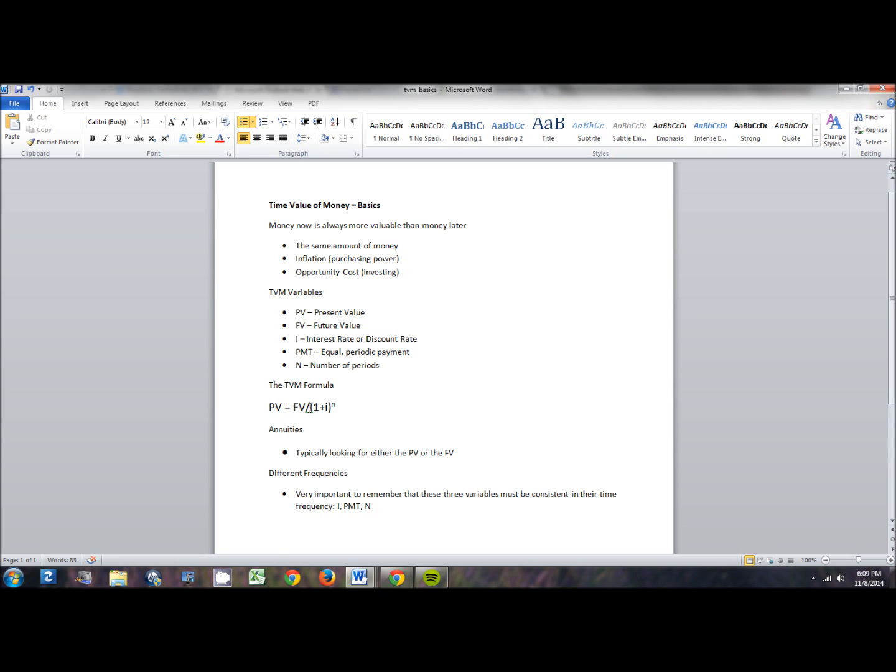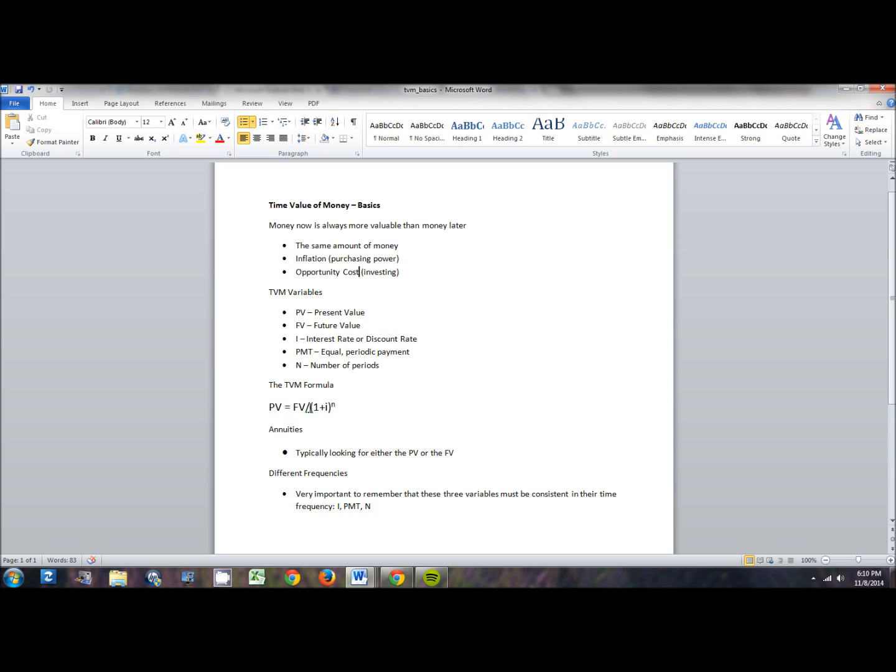Now, there are two different types of annuities in finance, and we're only going to focus on one. There are ordinary annuities and annuities due. Ordinary annuities assume that the payments occur at the end of each period, whereas annuities due assume that the payments occur at the beginning of each period. For our purposes in this class, we will only cover ordinary annuities. I will not cover annuities due, so you don't have to worry about that.